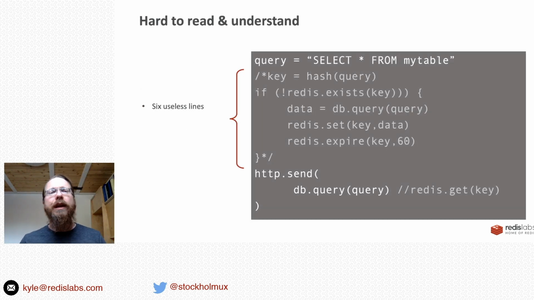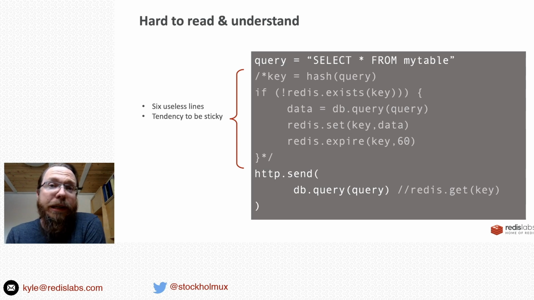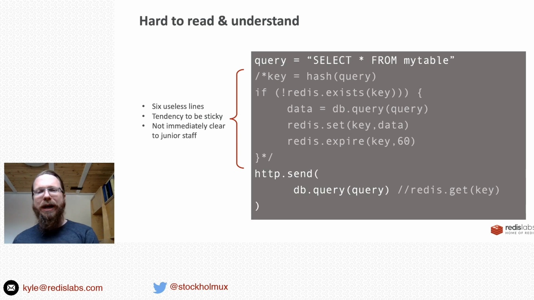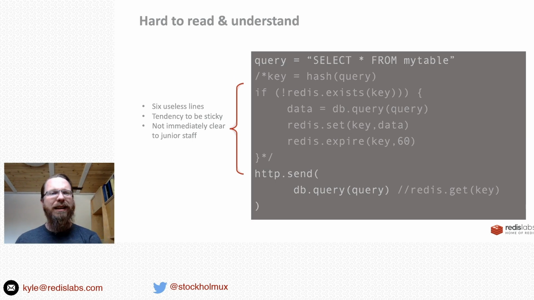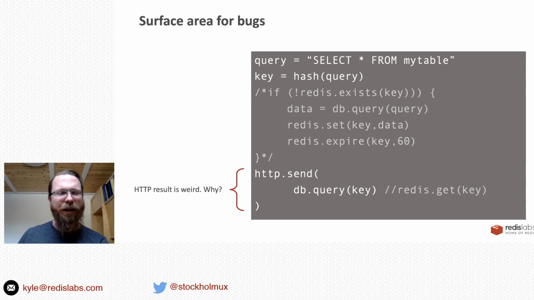Here, what we're doing is we're actually adding in useless lines of code by commenting things out. Comments like this tend to be sticky in your code base. They're really doing nothing, and they're actually just making things harder to understand because maybe a junior staff member might come in and say, I don't know why that's there. Did it not work? Is it something that we can safely delete? And so it really has some kind of code quality concerns to it. And then you actually introduce a surface area for bugs here.